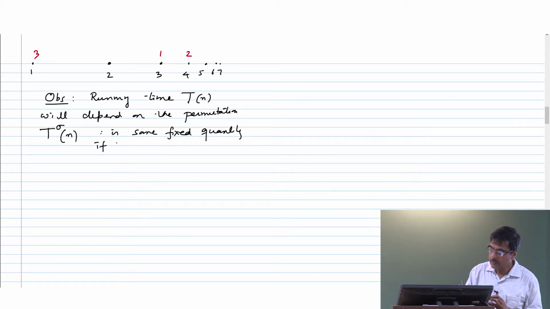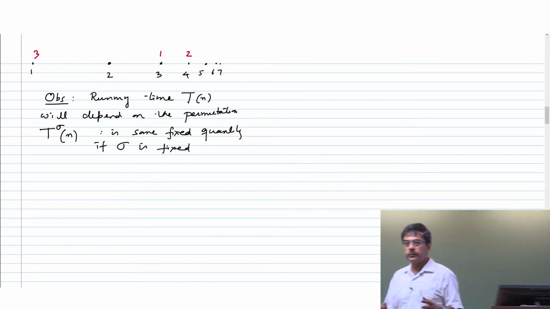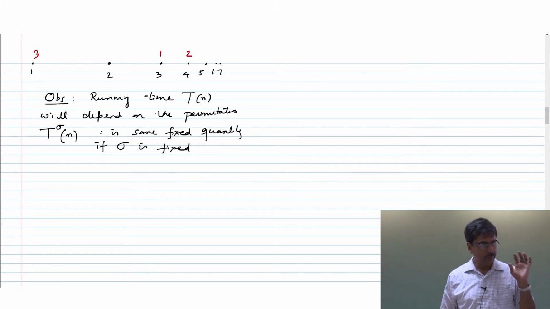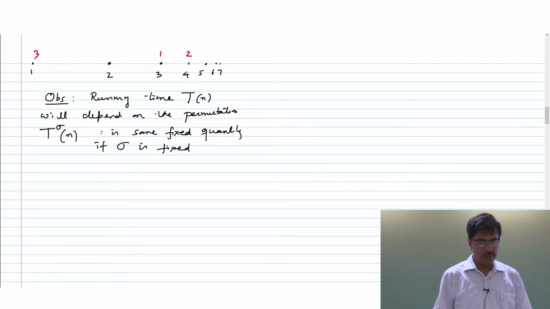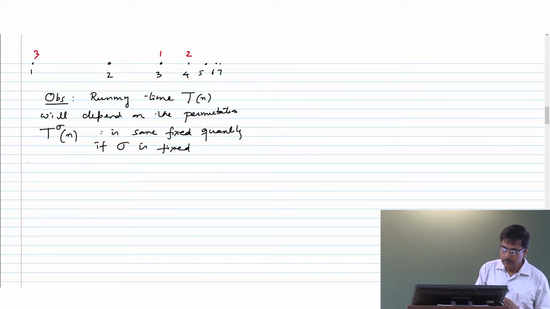If sigma is fixed, right? If I fix the ordering, then the number of changes or whatever is going to be also fixed. Sigma is the ordering. Sigma is one of the permutations basically. Sigma belongs to, let us say, pi's of n, all permutations.